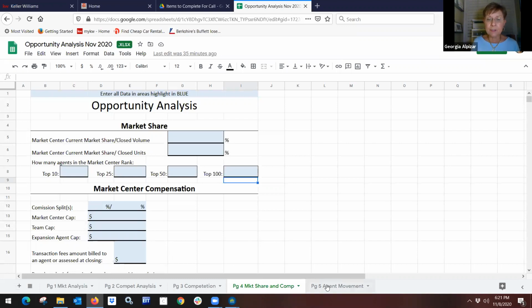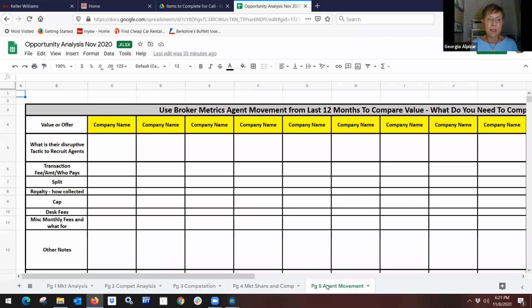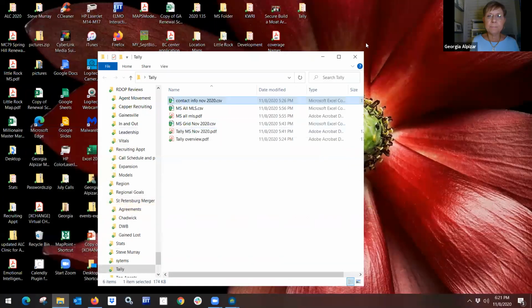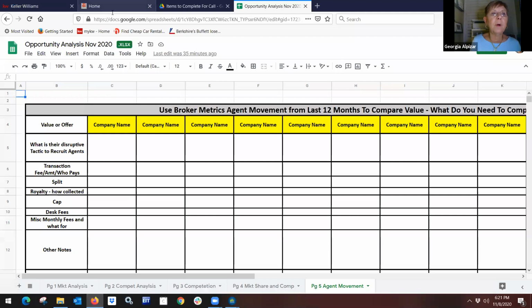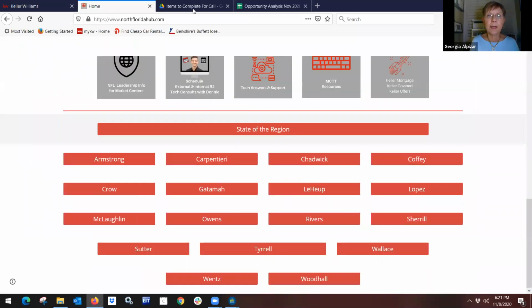I've added something to this, which is called agent movement. Now, agent movement is all the agents that have left your market center and moved someplace else to another company. So I'm going to show you where you find that report, and you're going back to that's your folder there. Let's see. We're going to have to go back to our items to complete.